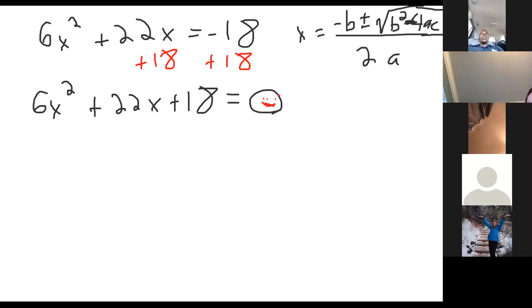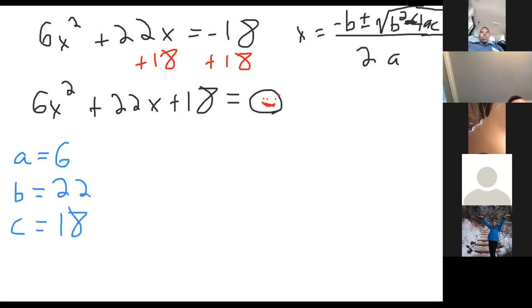Now, I'm not going to factor this. I'm going to plug it into the quadratic formula. So what is my A going to equal? 6. What is my B equal? 22. Yep, and my C is? 18, okay? And you keep the signs on that. If it was a minus 18, you'd keep it as minus. In this case, we're lucky they're all positive.